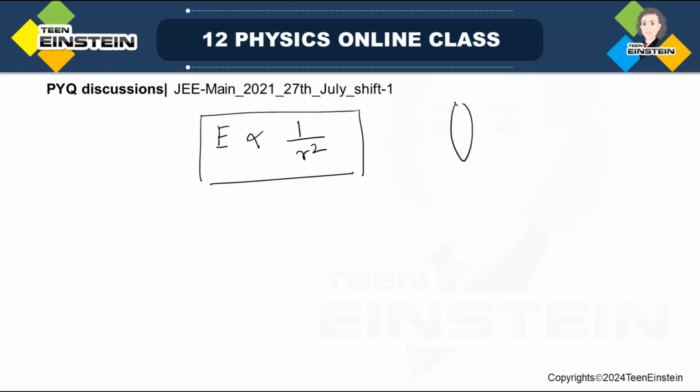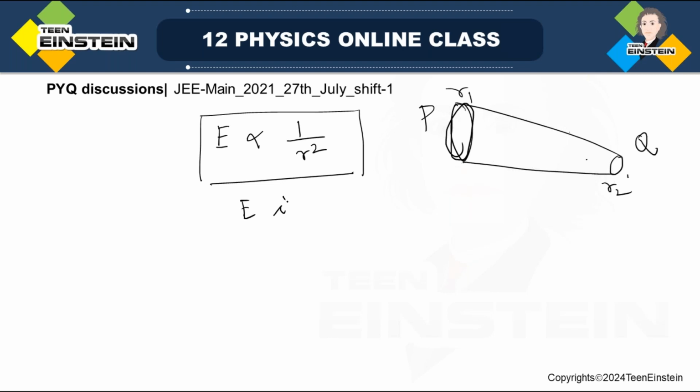Okay, inversely proportional to r square. So when I have this kind of tube or conductor, here see, this is R2 here somewhere, and this is R1. Cross sectional area will actually be less here. As you go from P to Q, cross sectional area is going to change. So the electric field actually increases. So electric field increases as we go from P to Q.